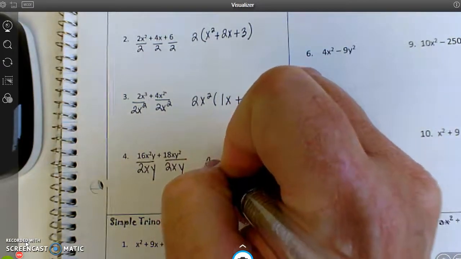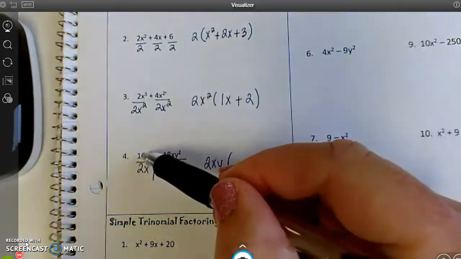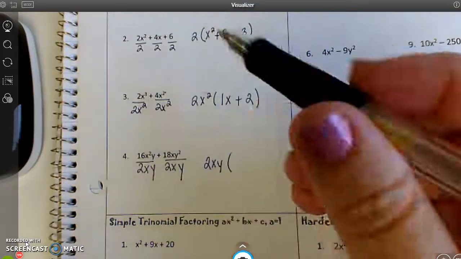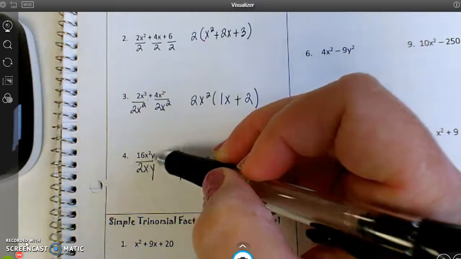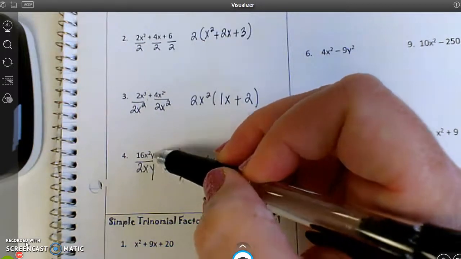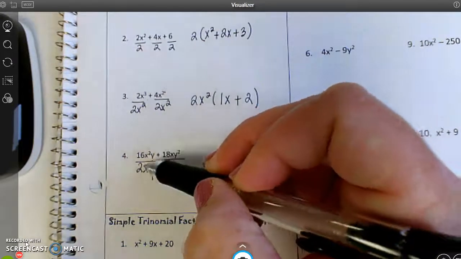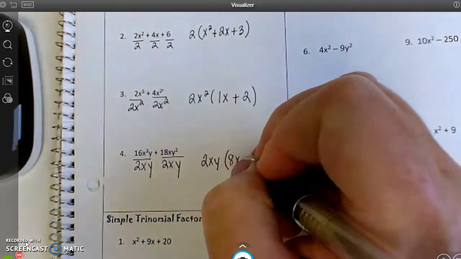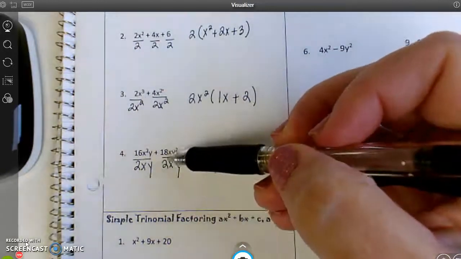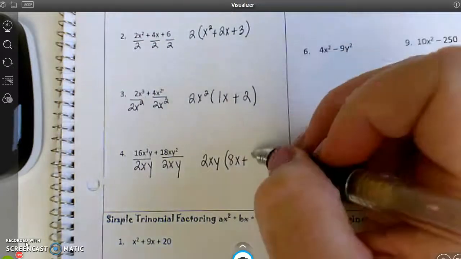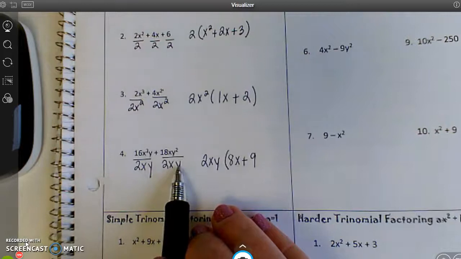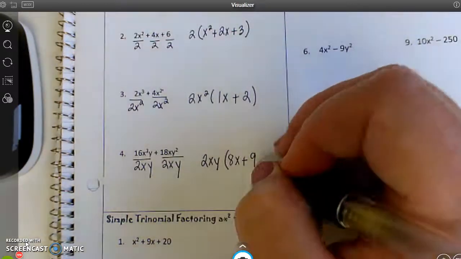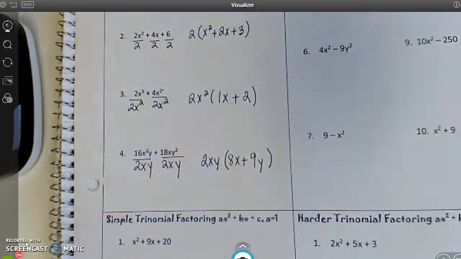Alright, so we have 2xy, and now we have to divide. 16 divided by 2 is 8. Alright, x's and y's, we need to get rid of one x and one y, so what do we have left over? An x, good. Okay, here, 18 and 2, divide. We need to get rid of one x and one y, so we're left with a y. Okay, questions about that?